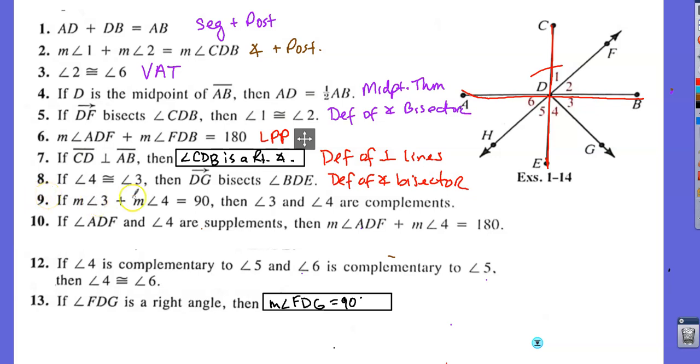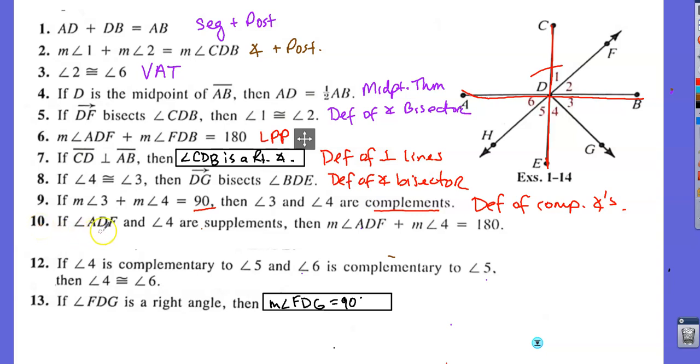9 is a definition. It says if measure of angle 3 and 4 add up to 90, then they're complementary. Guess what that is? Definition of complementary angles. It's that easy, guys. They literally say they're complementary, so they're 90. If you see that, you know it's definition of complementary angles. You should be able to get 10.